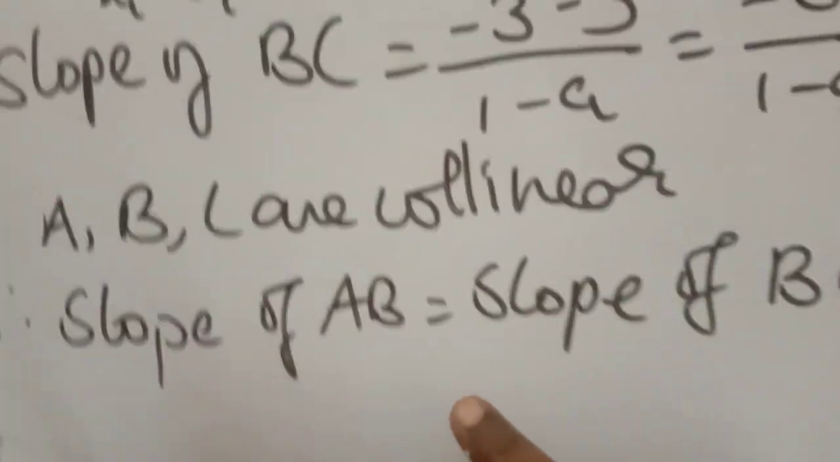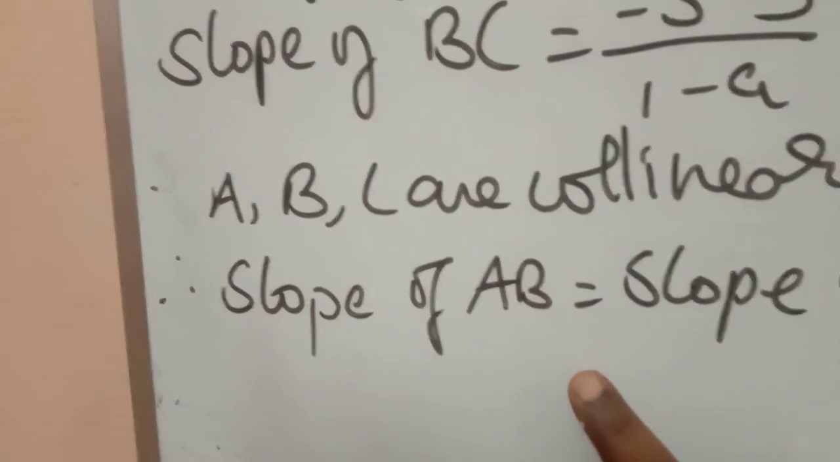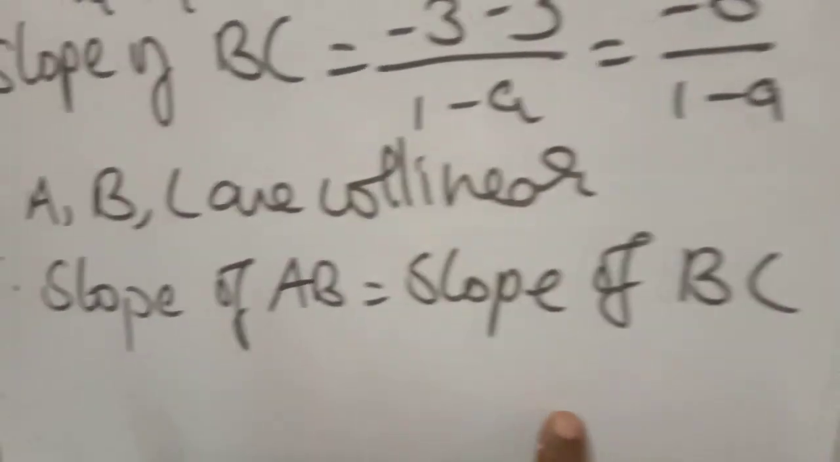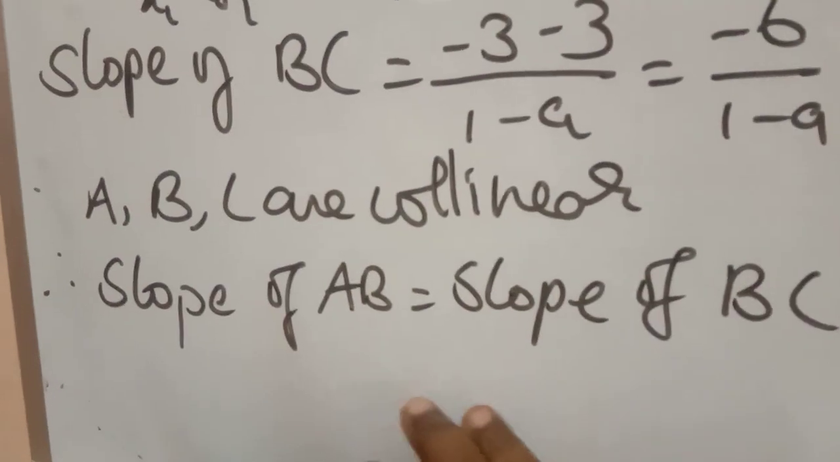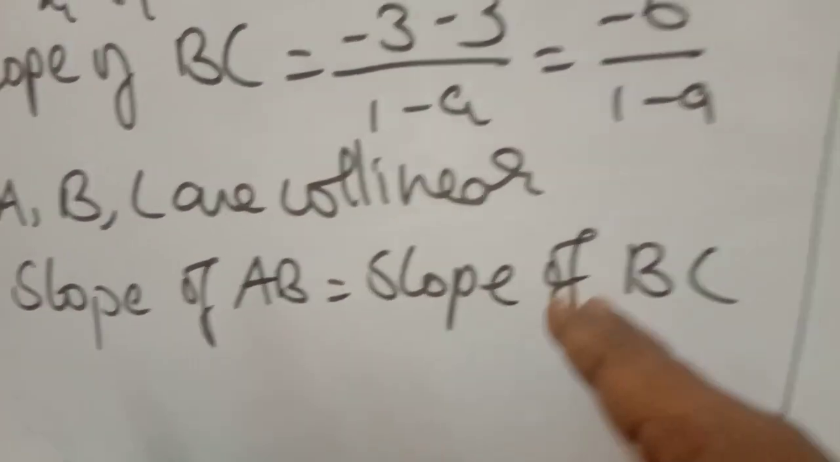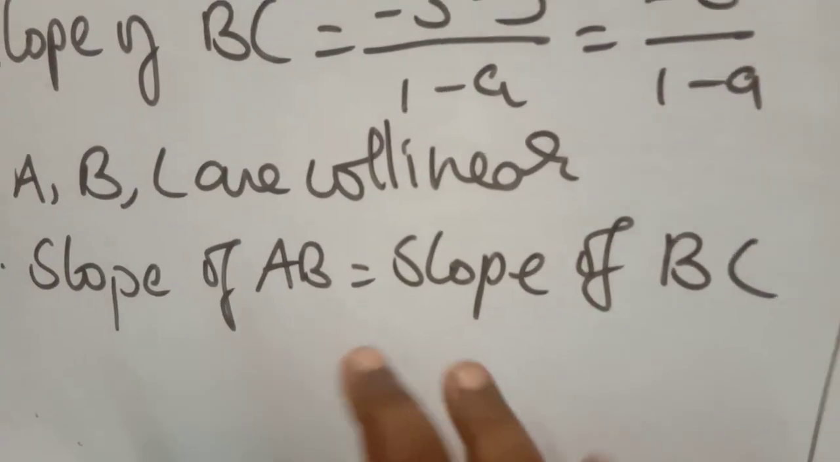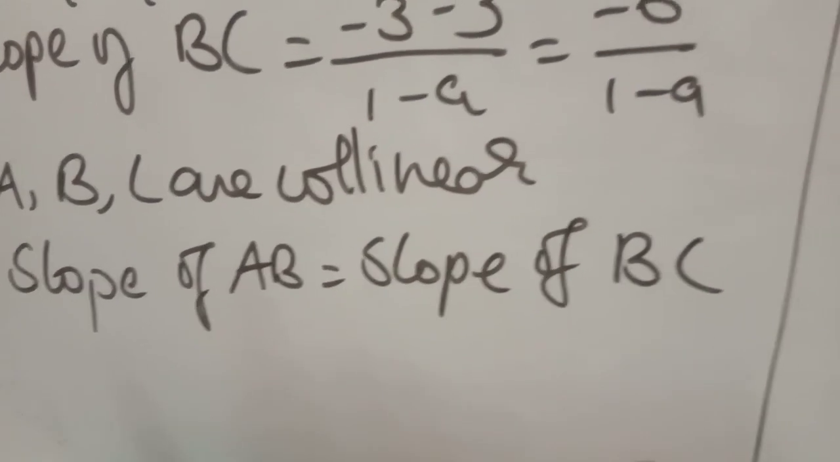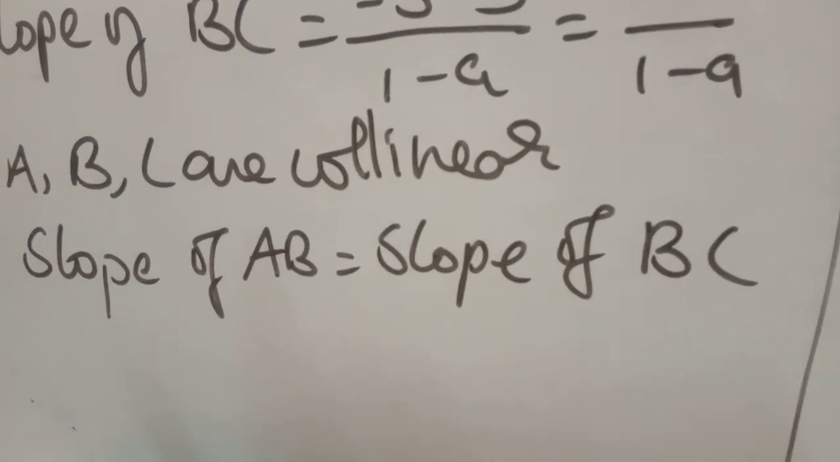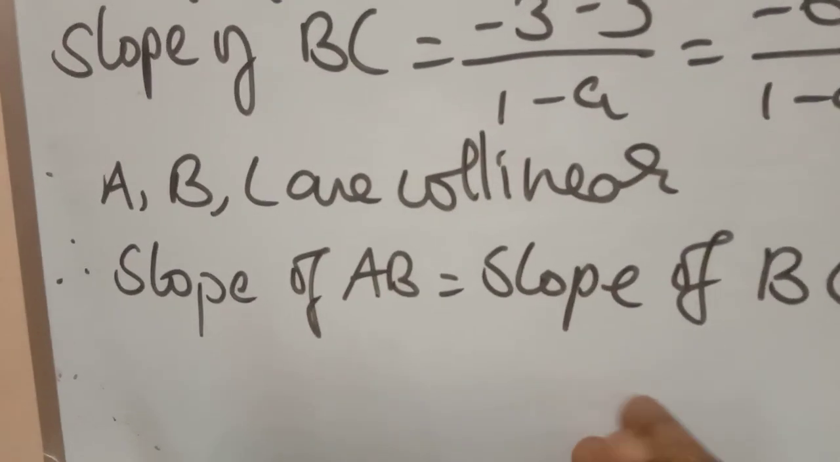Now here we write the condition that slope of AB equal to slope of BC. So we can write slope of AB equal to slope of AC also, or slope of BC equal to slope of AC. So all the three slopes will be equal: slope of AB, BC, AC. So any two slopes we can equate. No problem, we will get the same answer.